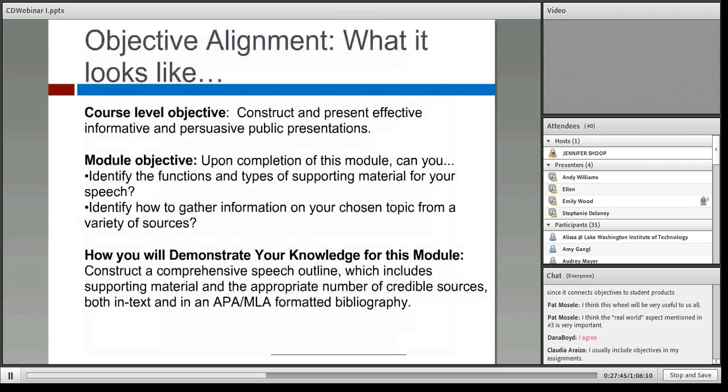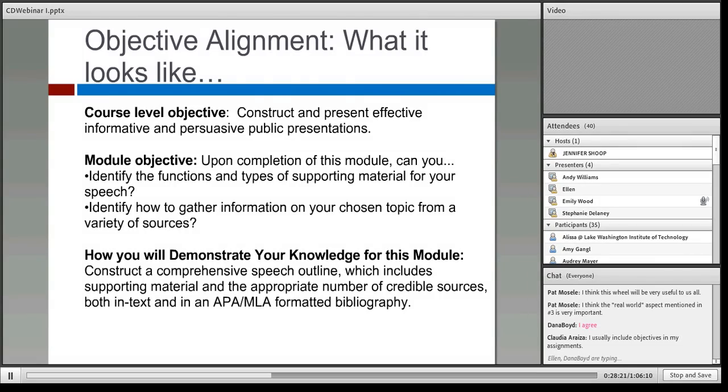Terrific. So looking at objective alignment, I have a couple examples here. And I think this one might actually be Ellen's. So Ellen, if you have anything to add to that, but I'll kind of get us started on this particular slide. Looking at the course level objective, which is to construct and present effective informative and persuasive public presentations. So the module objective breaks that down a little bit to say, what are these small parts that a student needs to be able to do in order to reach that course level objective? So breaking it down into those little steps.